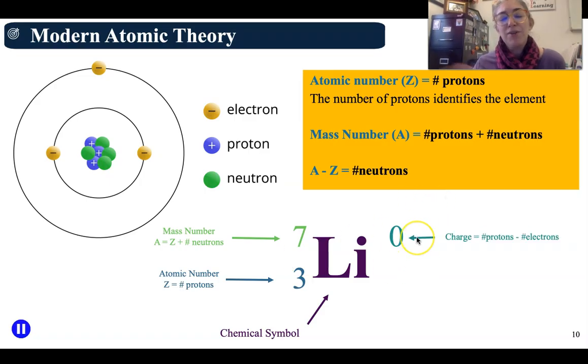And the charge, we don't usually put a 0 charge. If there's no charge, we just leave that blank. But to clarify here, there is 0 charge. This is a neutral atom because the number of protons equals the number of electrons. So 3 minus 3, 0.